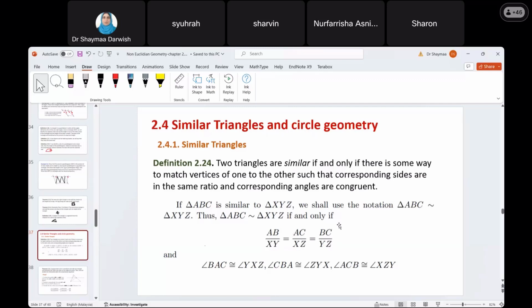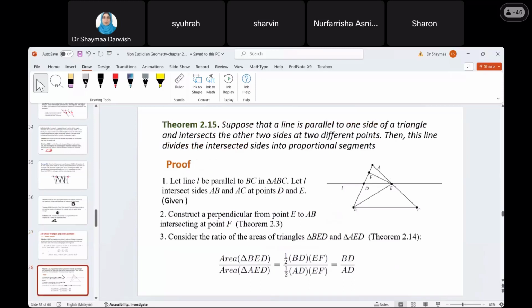So the ratios of corresponding sides are equal, but the sides are not equal. And the angles are congruent or equal. Angle BAC equals angle YXZ. Angle CBA equals angle ZYX. Angle ACB equals angle XZY. So the angles are equal, the sides are not equal, but the ratio between them is equal. In this case, we call the two triangles similar.